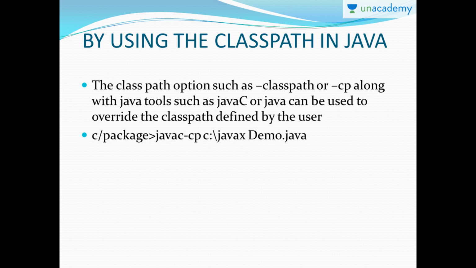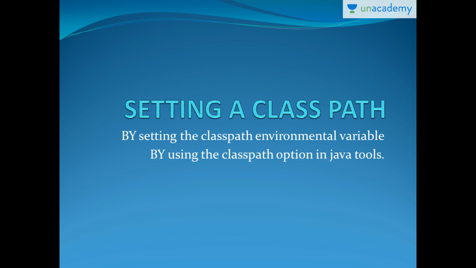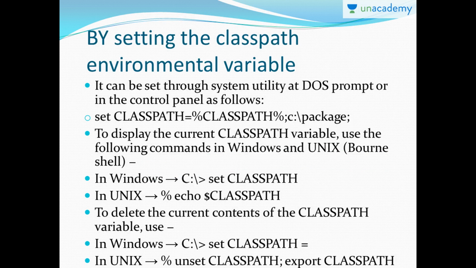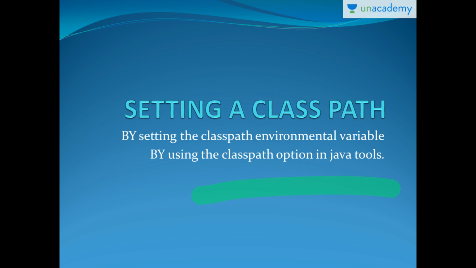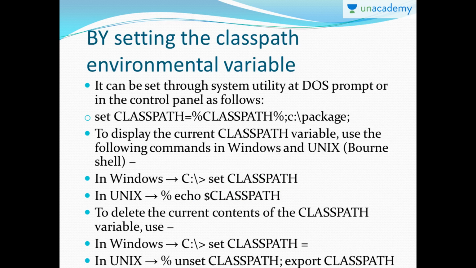And regarding using the classpath in Java, as we have seen, the first method is by setting the classpath environment variable, that is nothing but set classpath. We use it in the DOS prompt. Now the second method is by using the classpath option in Java tools. So here we are using the options present in the Java tools only. The first method is about the DOS prompt, in which we open the control panel and set.